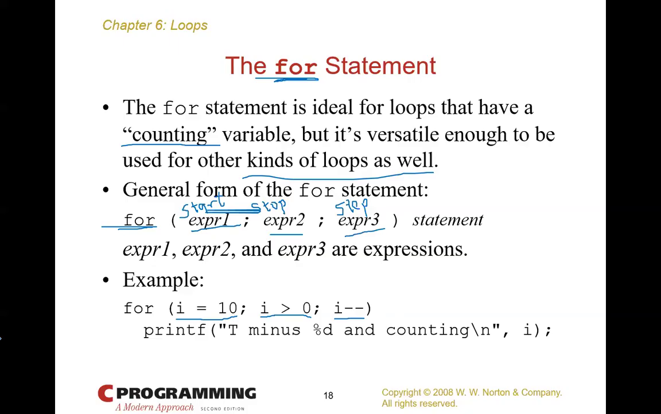So if I is 10 now, the starting condition of I will be 10. The step of I will be minus 1. So the next value of I will be 9. The next one will be 8. The next one will be 7. And then it stops at 1. When it gets to 0, we don't continue. This is the for loop.